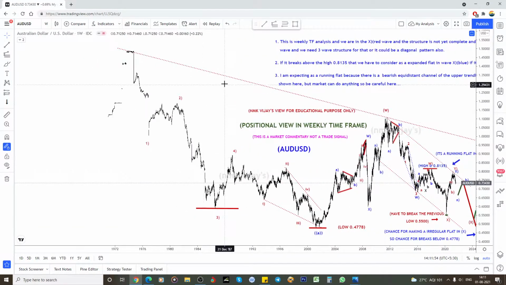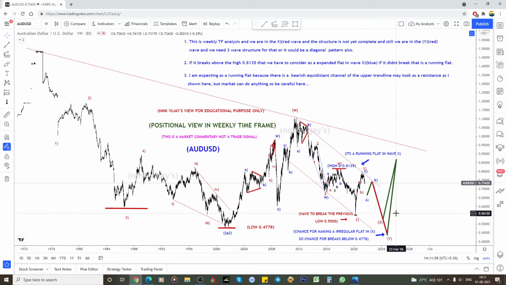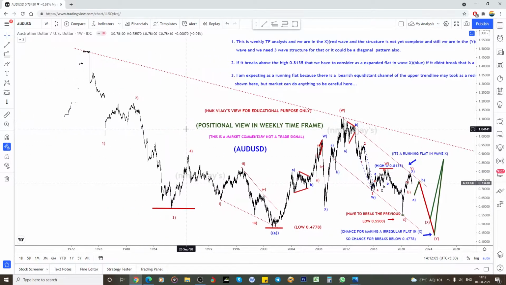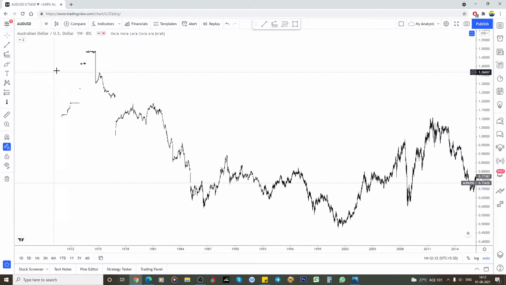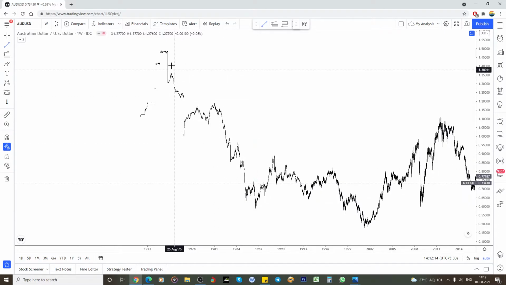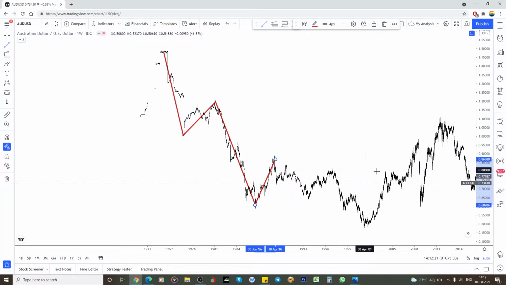This is the Australian dollar, AUD USD. I already posted this as my view. If I explain that it won't be good for you, so I deleted all those things and we will analyze fresh. Here is how I look at this: one drop, one correction, second drop, correction, and here I am looking at a wedge formation.